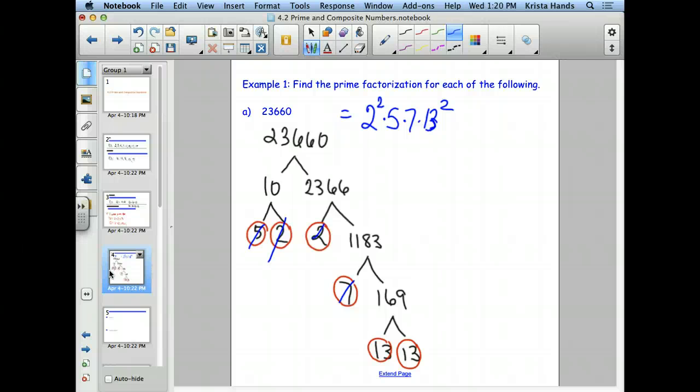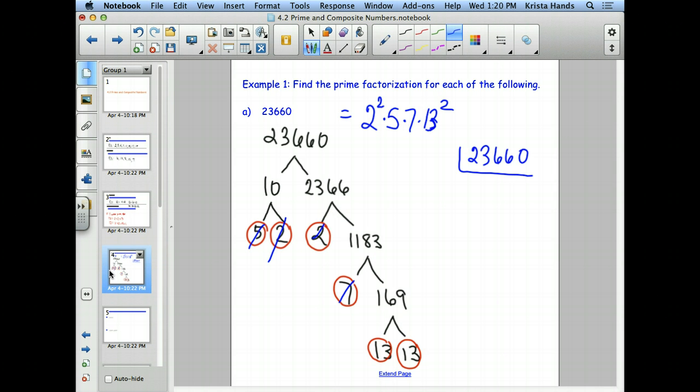You can do this either from the top down or from the bottom up. I'm going to go top down, just because when we're working on paper, if we start at the top and move down, that's sort of our logical progression of information. But sometimes you'll see it drawn from the bottom up. So this is the number 23,660.